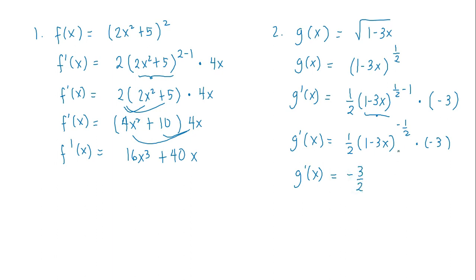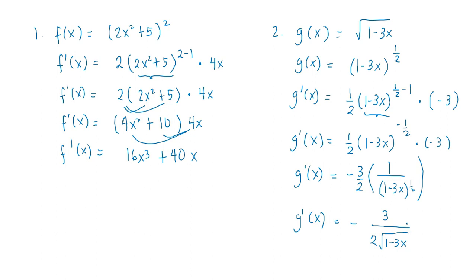Okay? And then, again, meron tayong negative na exponent dito which is not allowed for a final answer. So para mawala siya, ililipat lang natin siya sa baba. So 1 minus 3x raised to 1/2. Right? Finally, we can write our answer this way. Negative 3 over 2 times 1 minus 3x raised to 1/2, which is just the square root of 1 minus 3x.